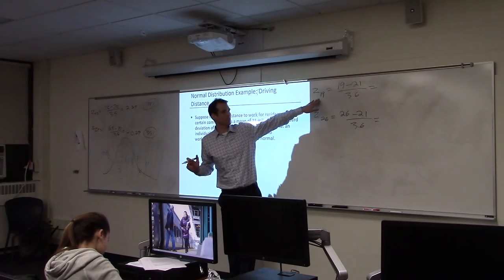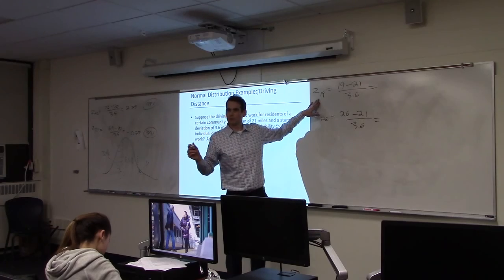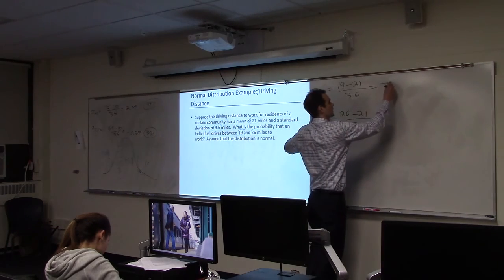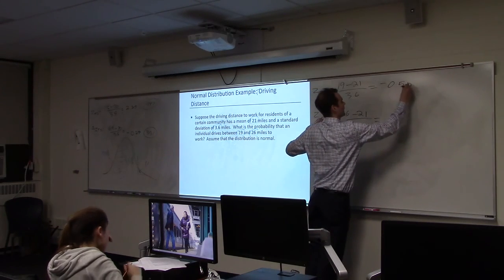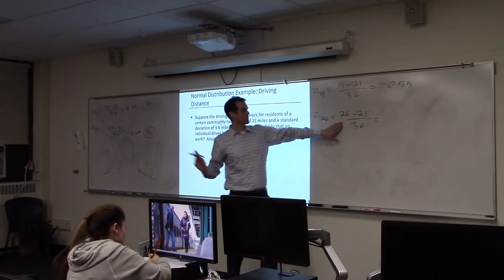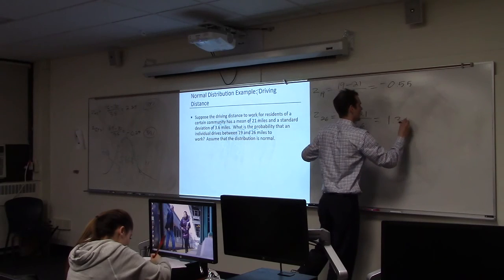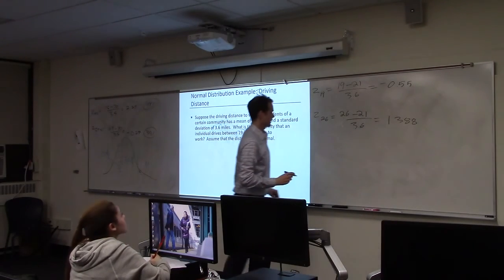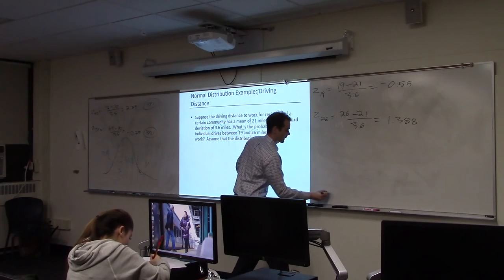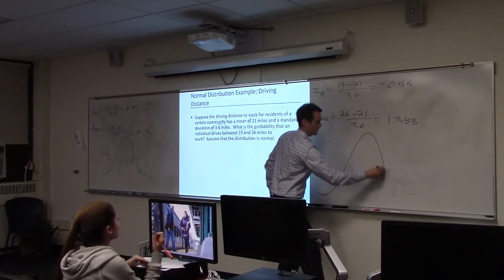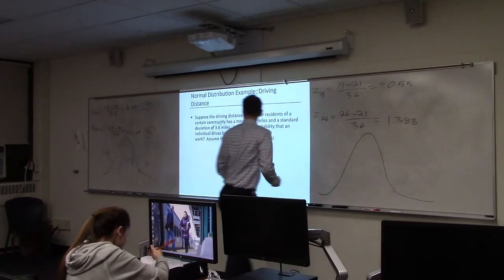What do we get for the z-score for 19? Negative 0.55. And what do we get for the z-score for 26? 1.388. All right, so let's draw a normally distributed commuting distance to work.